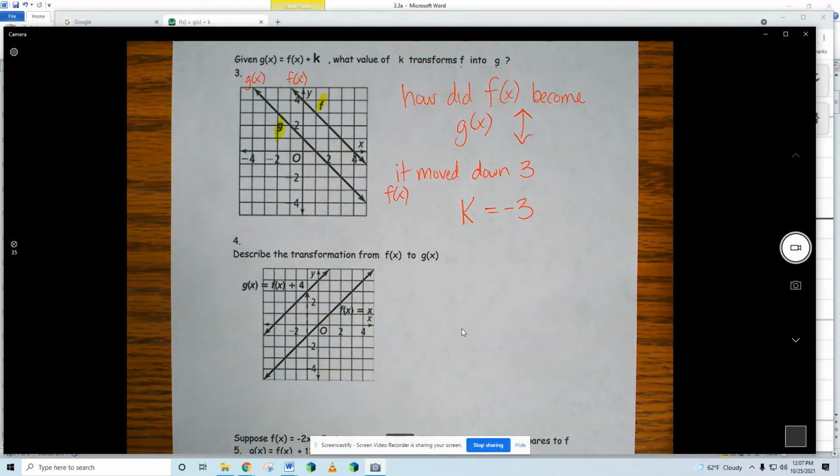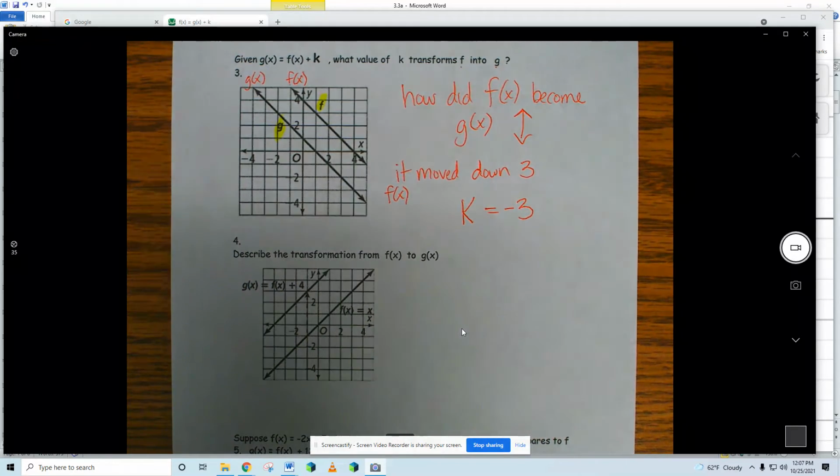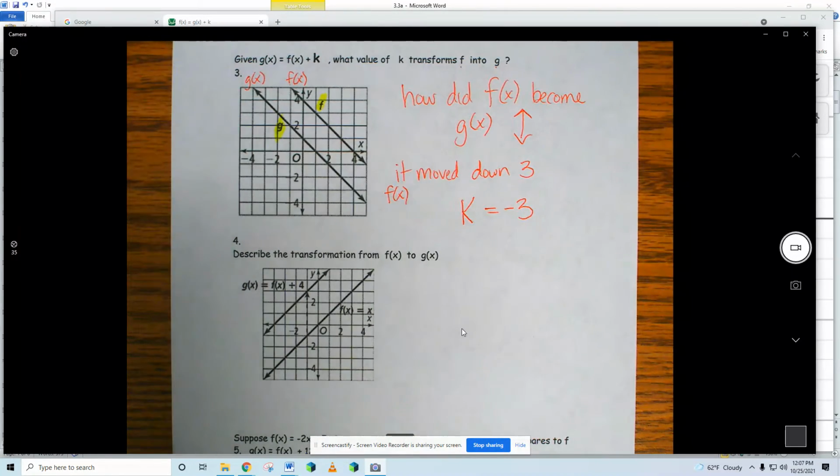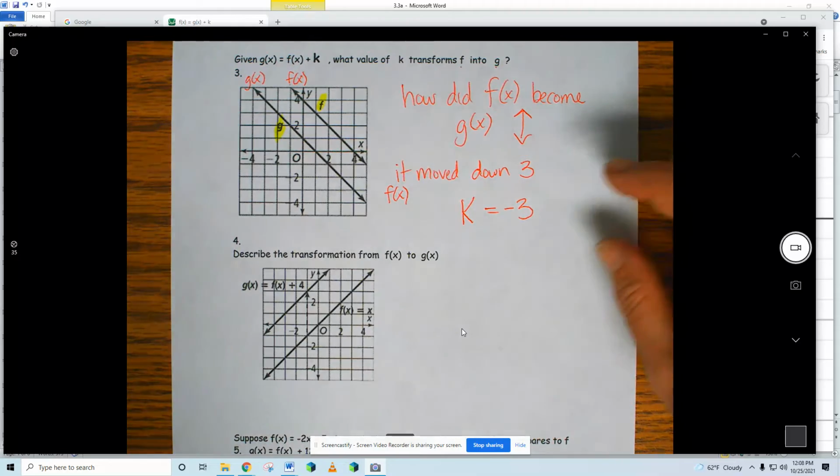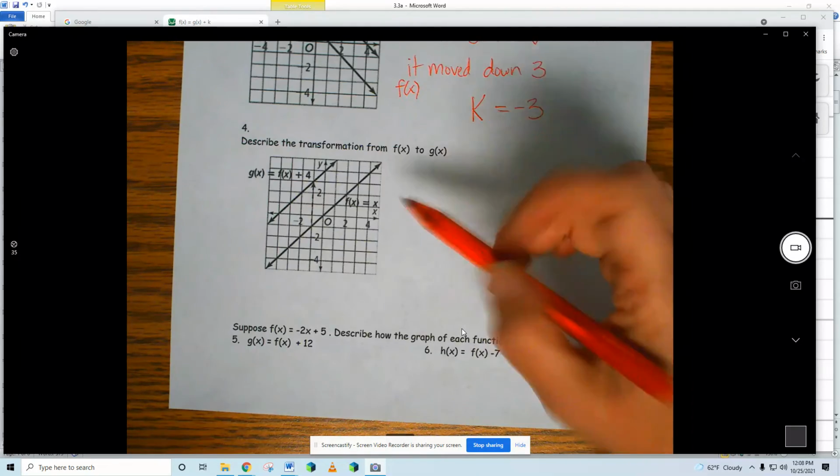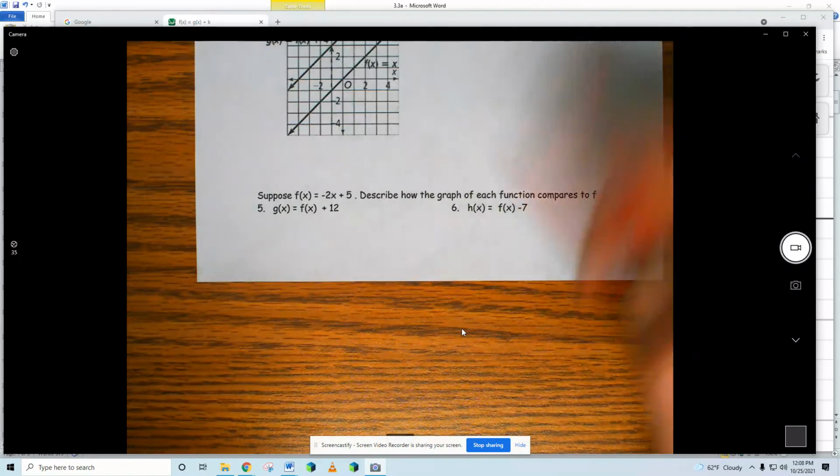The k value is your up and down movement. K means up and down. It's your y-intercept. Okay, I'm going to let you do number 4 on your own. Let's talk about number 5.